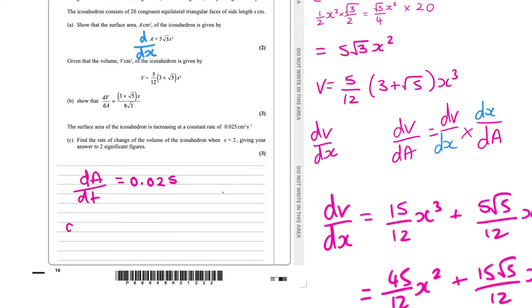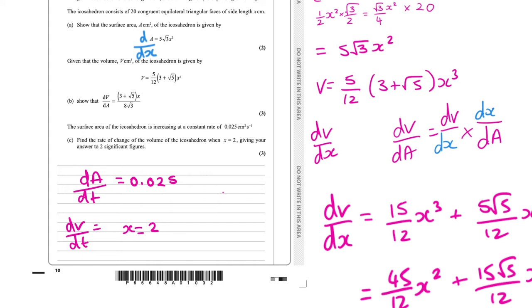So let's find the rate of change of the volume. So what do we want? dV/dt when x equals 2. Give your answer to 2 significant figures. Okay, so now we need some t's involved, don't we?